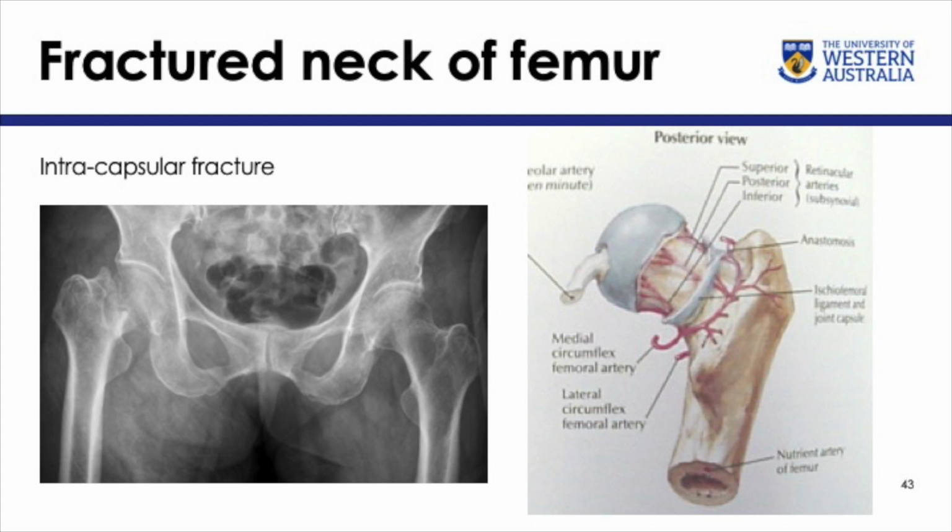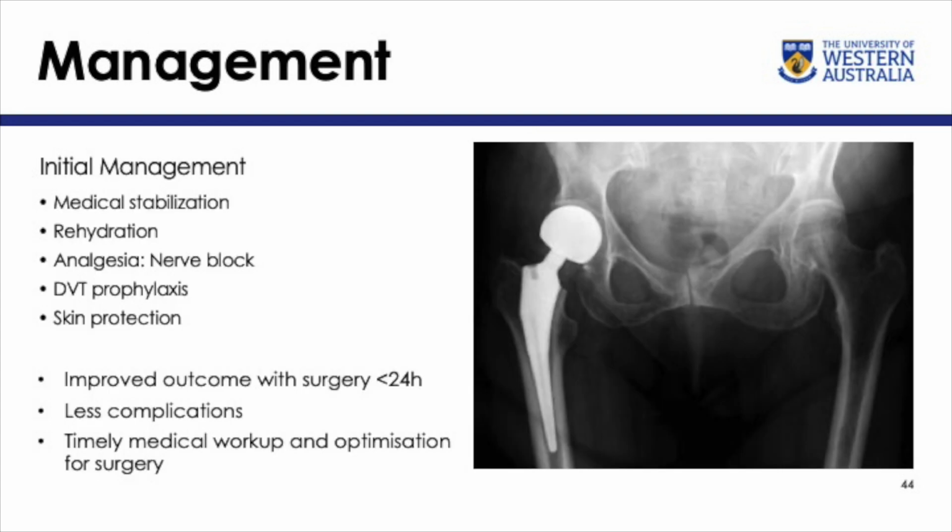In this case, you can see the X-ray demonstrates that the fracture is intracapsular. The X-ray here demonstrates our management, which is a hemiarthroplasty. We have replaced the femoral head with a prosthesis as its blood supply is compromised. The femoral head is likely to go on to avascular necrosis if we try to fix it.